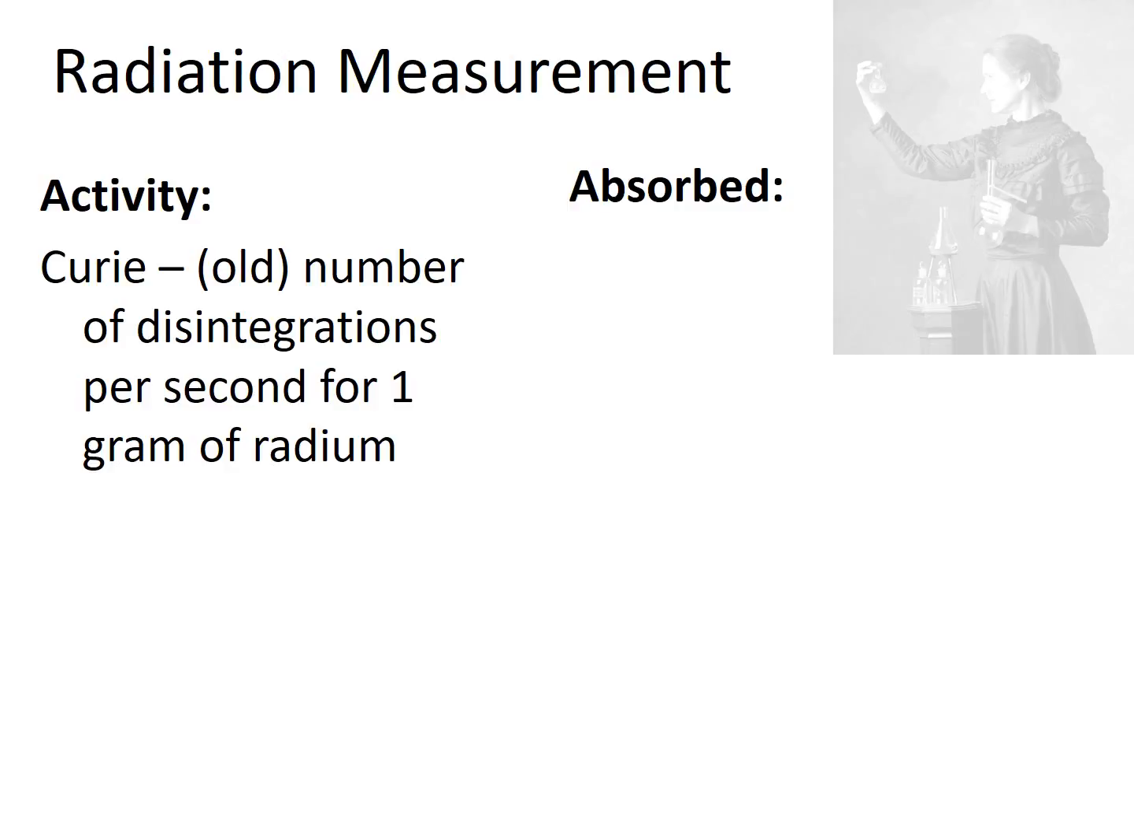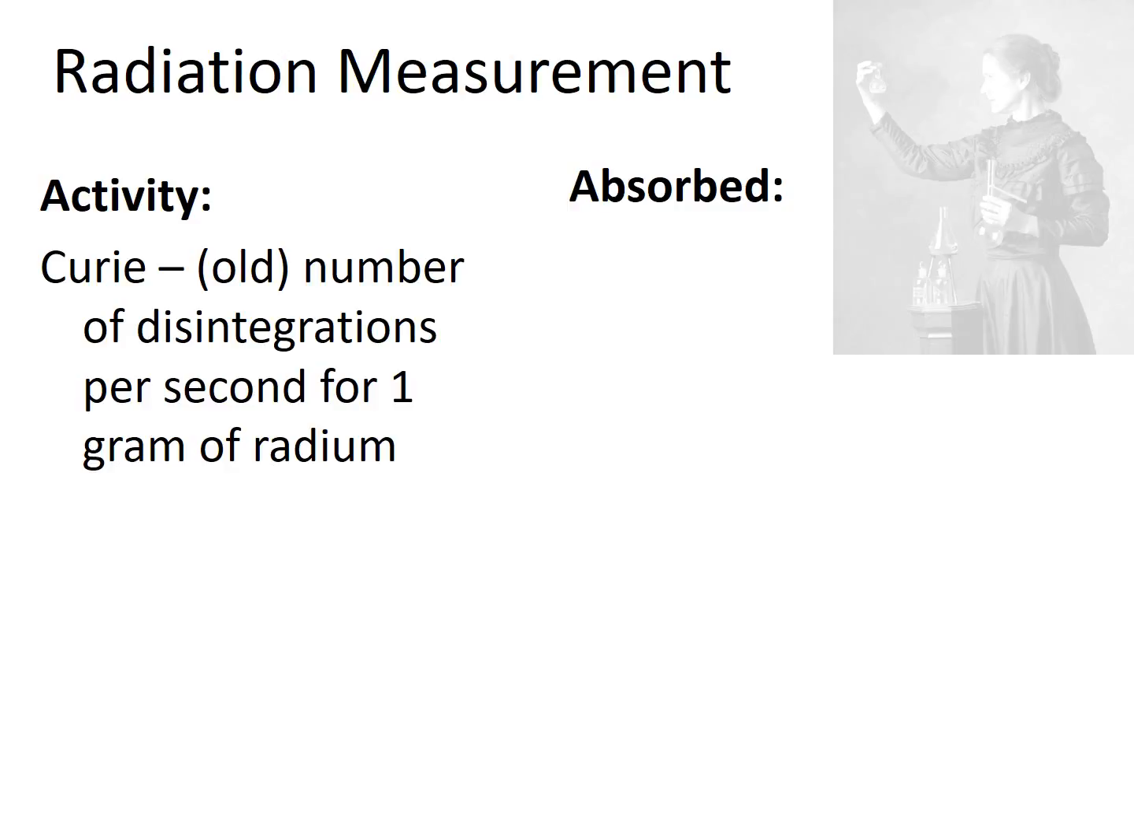Back to radiation measurement. Activity is something you could measure for a given sample. You could say just how active is this sample. You could measure the activity in curies, which would tell you how many disintegrations are happening per second. A curie is actually named after Pierre Curie. Marie Curie called it after her late husband Pierre. And it stands for the amount of radiation given off by a gram of radium. Radium is a very radioactive element.